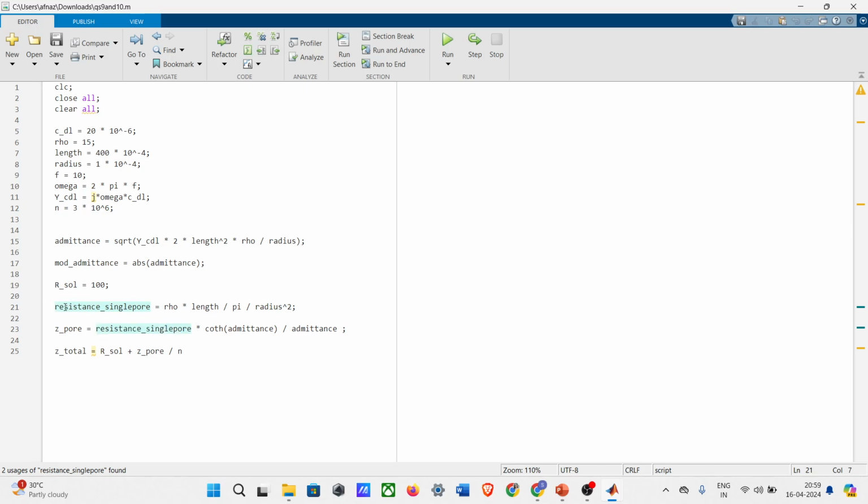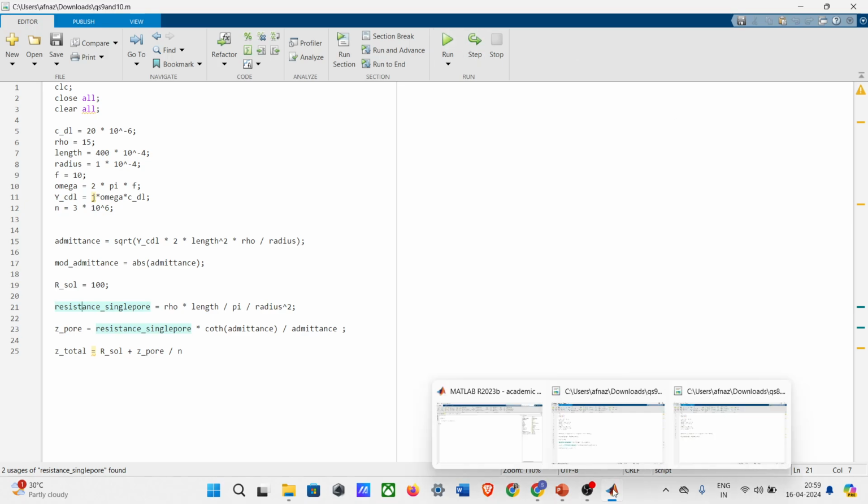Now, what is the resistance of a single pore? That is rho into length by pi by radius square. Substitute all that, you run the code, you'll get the answer.